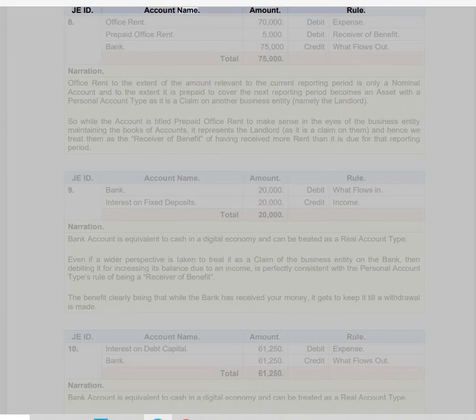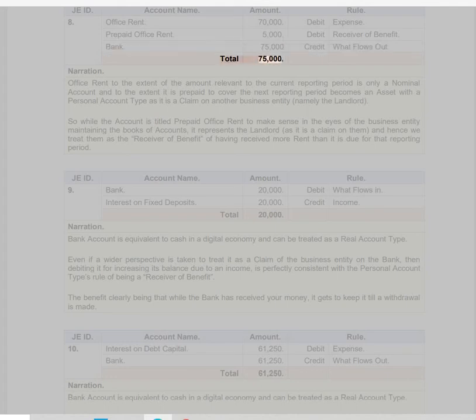JEID, account name, amount, rule. 8. Office rent, 70,000, debit, expense. Prepaid office rent, 5,000, debit, receiver of benefit. Bank, 75,000, credit, what flows out.